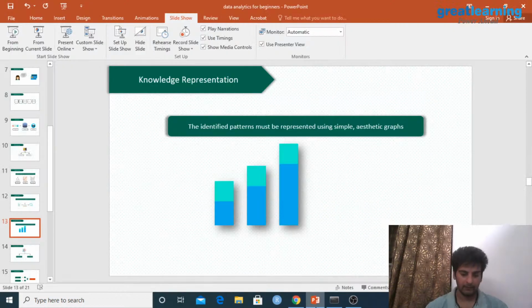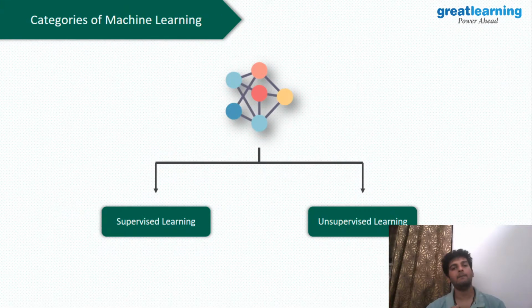Right. So we have looked at this. Now what we'll do is understand machine learning. Machine learning, to give you a brief intro, is just an intelligent algorithm. And with the help of this intelligent algorithm, a machine can make decisions by itself.